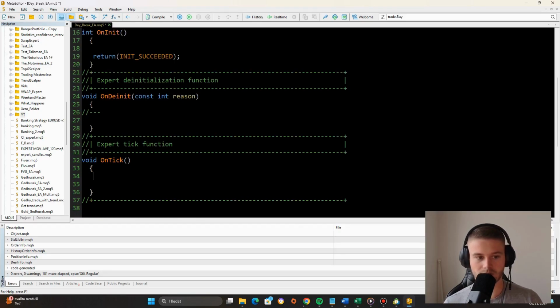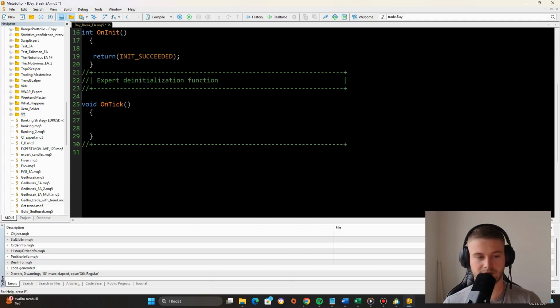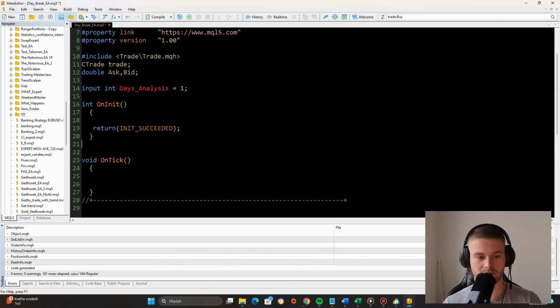So on tick function, yeah, let's start with the OnTick function. I will also delete the OnInit function because we don't need it, and I will also delete these comments.